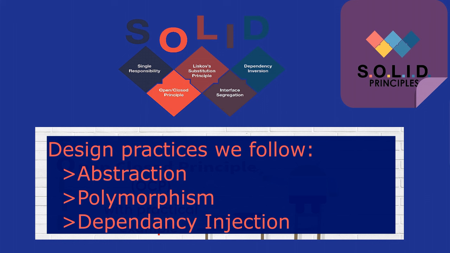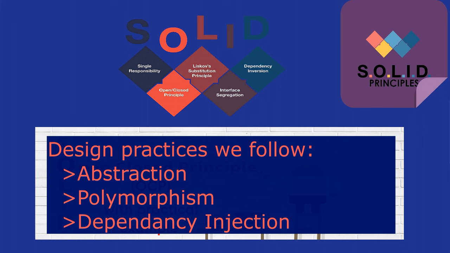First one is abstraction. Use an abstract class or interface to define the contract for a set of related classes. Abstract classes and interfaces serve as a blueprint for different implementations while hiding the specific implementation's details. Next, polymorphism. This allows you to add new functionality without affecting the code that uses the interface or abstract classes.